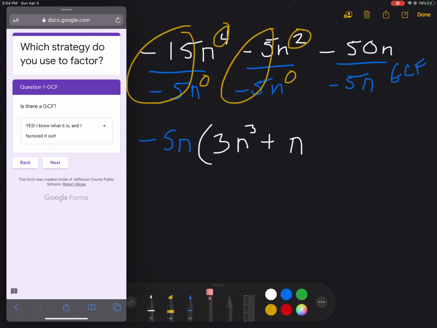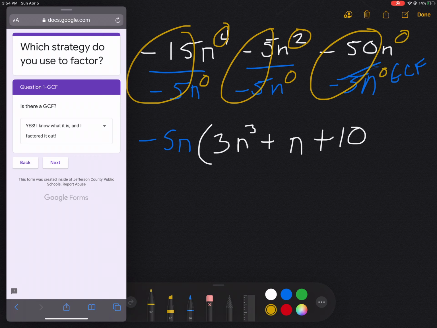And then -50 divided by, sorry guys. So then I've got -50 divided by -5, which is going to give me a +10. And I only had 1 n in the polynomial to start, and I factored out 1 n, so that means I have no n's remaining. So here is my leftover after I have taken that GCF and factored it out.